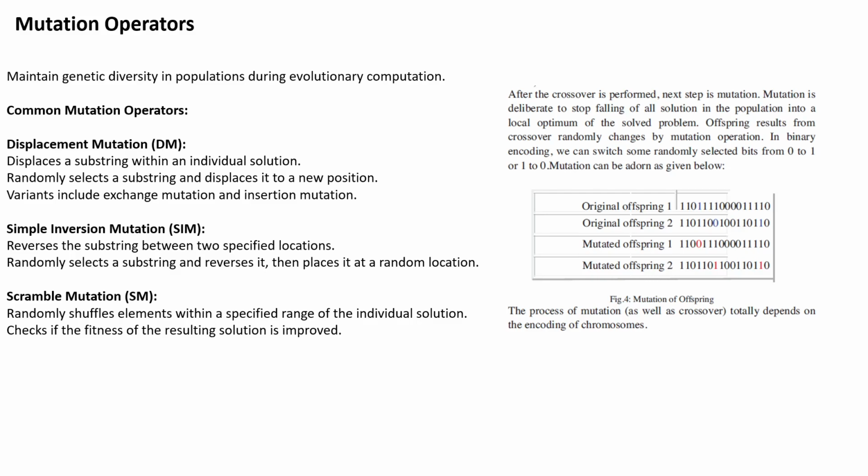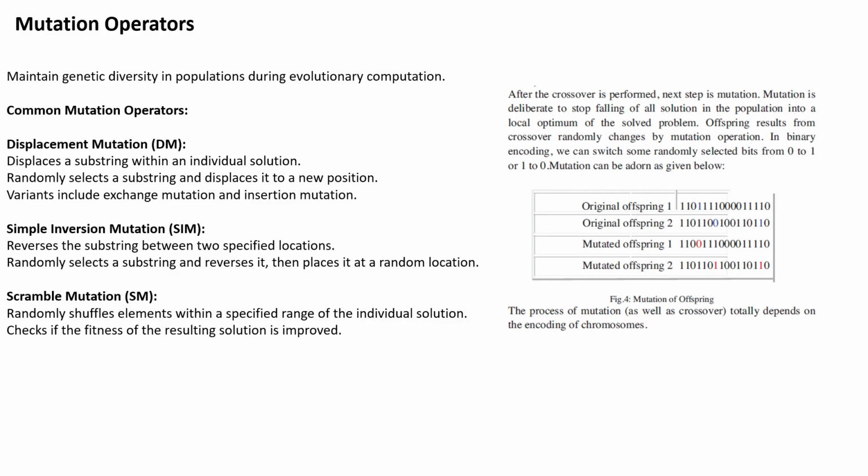There can be simple inversion mutations, which just reverse the substring between two specified locations. When your DNA is mutated and an inversion occurs, certain base pairs are inverted and randomly inserted in a nearby or random location. The same thing is applied here. It reverses the substring between two specified locations: it randomly selects the substring, reverses it, and then places it at a random location.